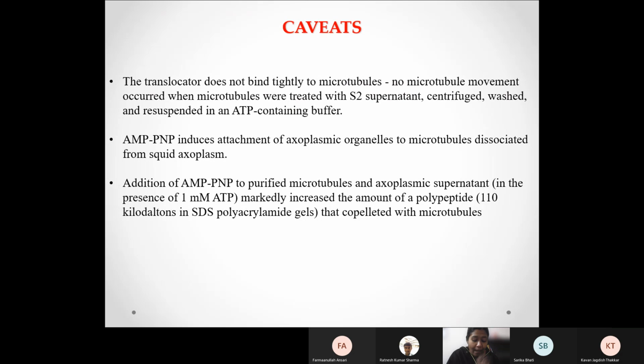But having the non-hydrolyzable analog is not going to move the bead. To move the bead, you have to add ATP. And if the ATP removes the non-hydrolyzable analog from the kinesin molecule, then you'll be able to see not just the binding of the bead to the microtubule, but also its translocation.